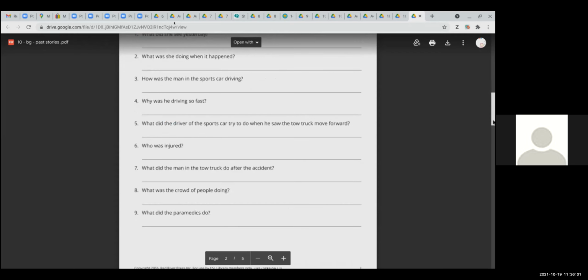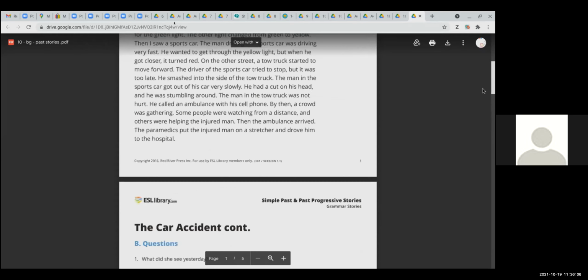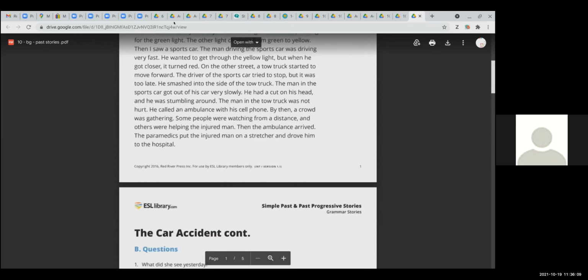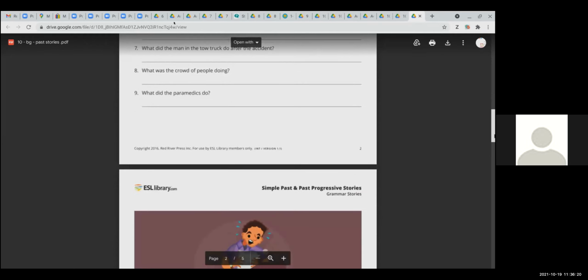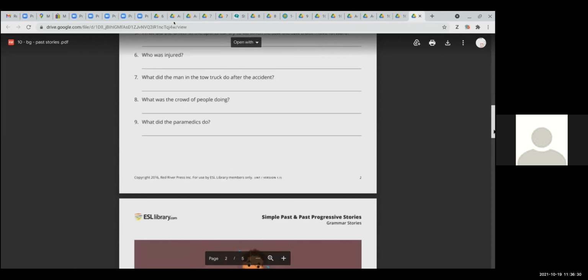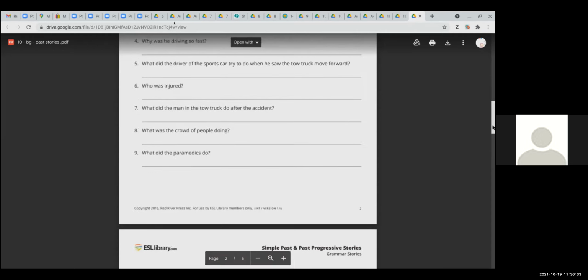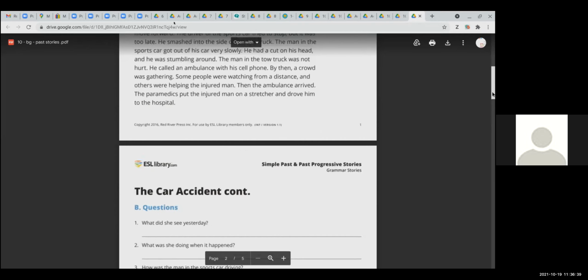Tried, simple past. Who was injured here? The driver of the sport car was injured. What did the man in the train tell after the accident? After the accident, he called the ambulance. He called the ambulance.